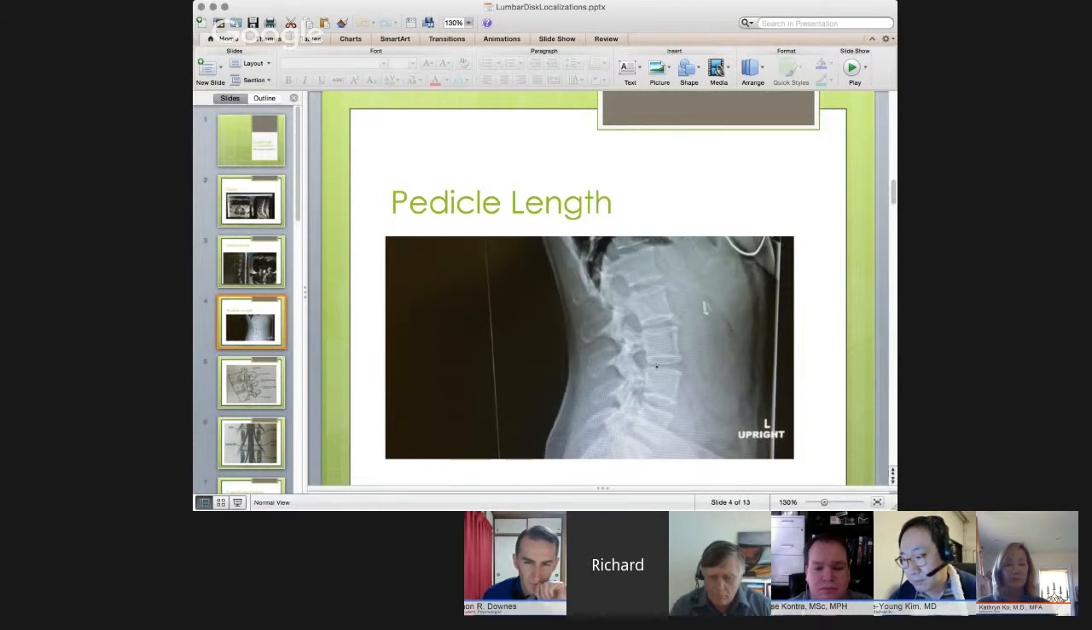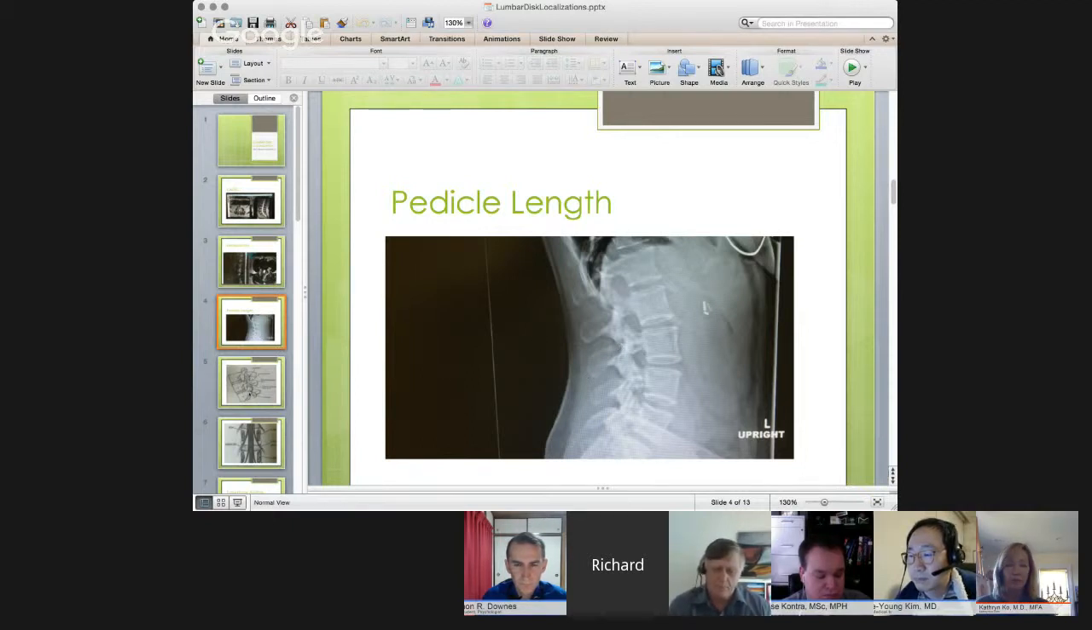But I just wanted to show this x-ray because the pedicle length here is kind of important. If the pedicle length is genetically long, you're going to have a big wide canal. But if you have genetically short pedicles, the canal is going to be significantly reduced. And that's often the difference between somebody that has routine stenosis that is degenerative versus somebody that has a congenital stenosis. So the pedicle length is important.